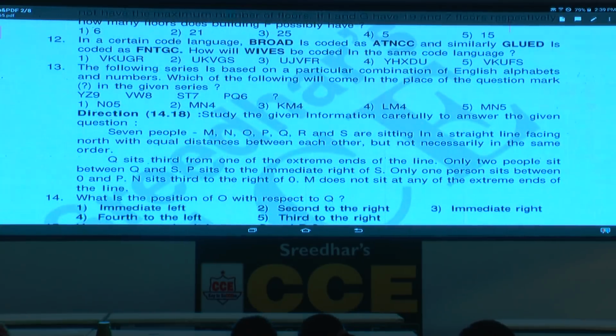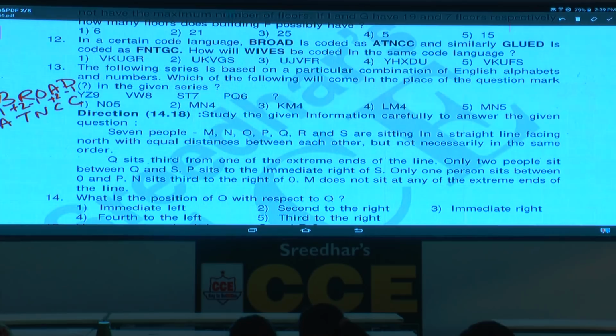Now question number 12: in a certain code language, the word BROAD is coded as ATNCC. B-R-O-A-D becomes A-T-N-C-C. B minus 1 is A, R plus 2 is T, O minus 1 is N, A plus 2 is C, and D minus 1 is C. Minus 1, plus 2, minus 1, plus 2, minus 1. Alternately 1 is subtracted and 2 is added.